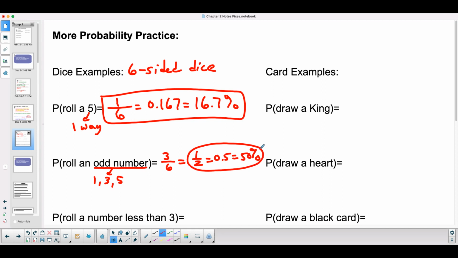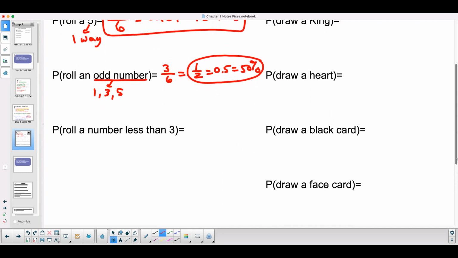Rolling a number less than a 3. If you want to roll a number less than 3, it doesn't say less than or equal to, so that's just either 1 or 2. So there's 2 ways to do that out of 6. That's not a good answer, but 1/3 would work, or 0.333, or 33.3%. Those all would be acceptable.